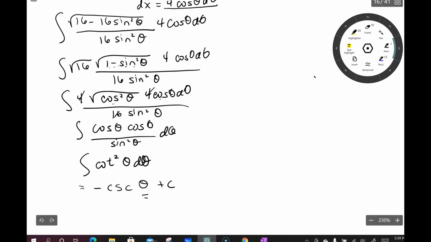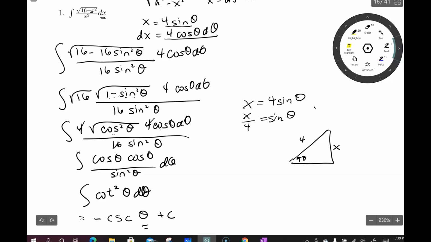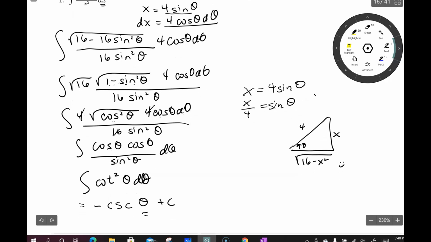Okay, so I've ended up in thetas. I need to get back to x's. So you go back to the original substitution. I'm going to write x over 4 is sine of theta. And then I'm going to draw my triangle. Here's my angle, so opposite over hypotenuse. This side here will be square root of 16 minus x squared. Yep, there's my little happy moment. It is the original expression. So now it's my job to get cotangent of theta off of the triangle. So cotangent will be adjacent over opposite plus c.